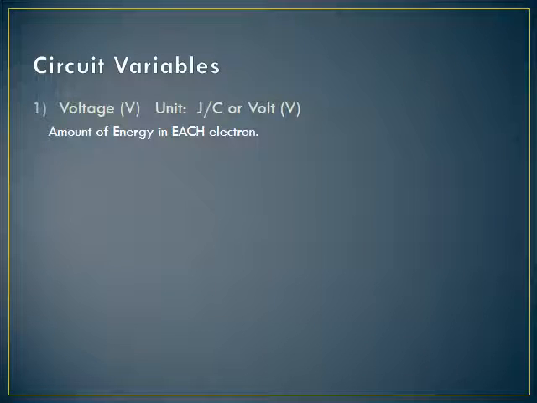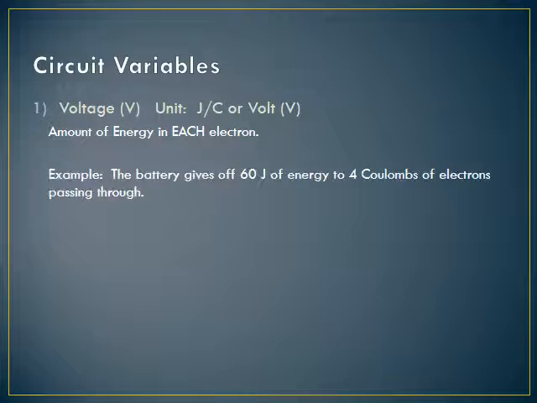So the first circuit variable is known as voltage. We use a capital V to represent voltage. And voltage is defined as the amount of energy in each electron. So if you think back to your school day analogy, it's going to be basically the amount of energy each kid starts the day with, or the amount of energy each kid uses up at a specific test. The units of voltage should go along with that definition, right? Joule is the unit for energy, and Coulomb tells me how many electrons I have. So the unit is going to be joules per Coulomb. There is a shortcut for that. It's known as the volt.